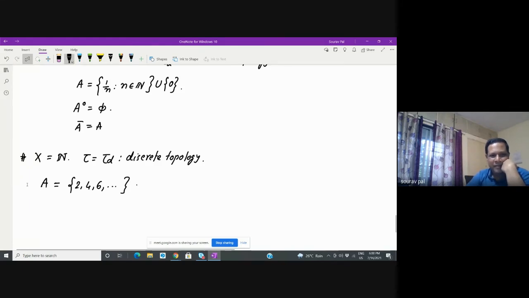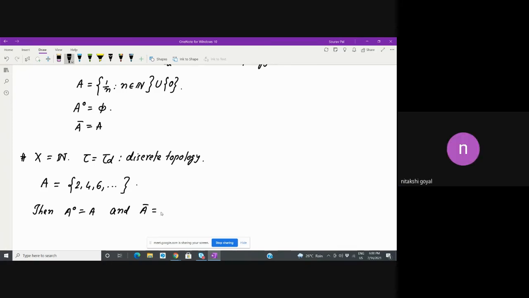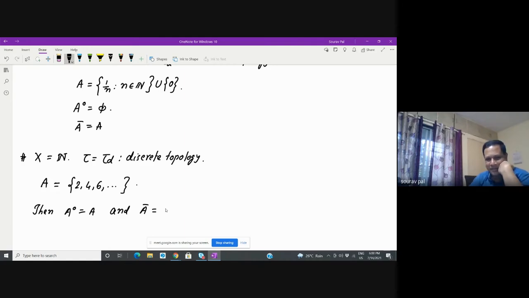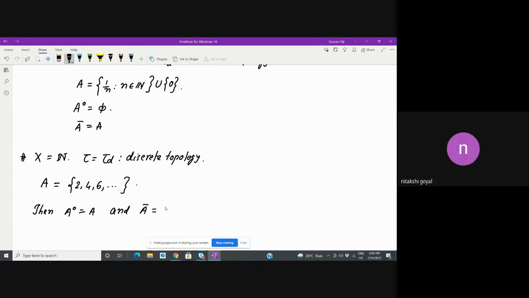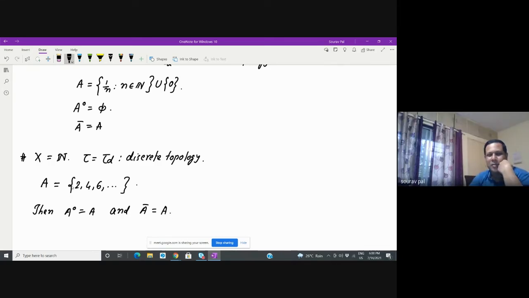So then its interior is A, and what is the closure? Same set A. Why? Because every set is open as well as closed in discrete topology. Yes, because if you call it open, then just look at its complement. Its complement is also open because it contains all the sets, and the complement is closed itself. So every set is open and closed, indeed.